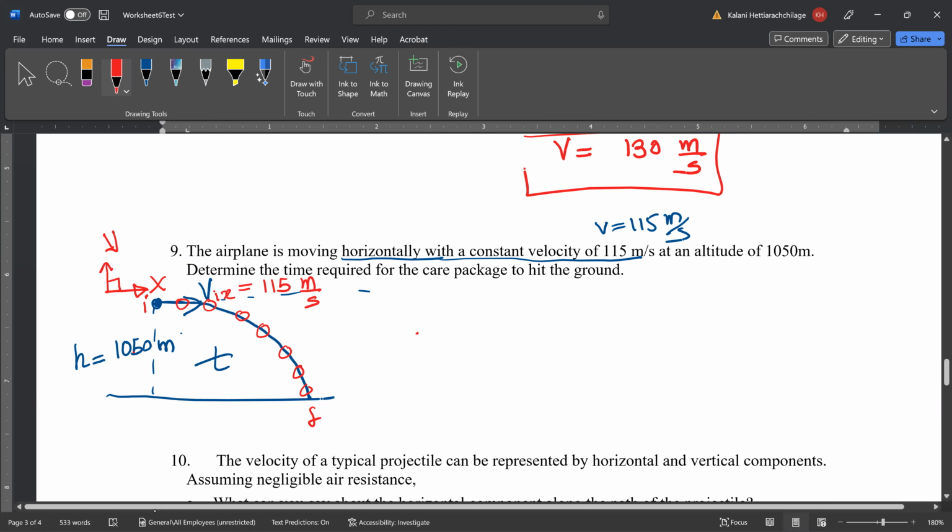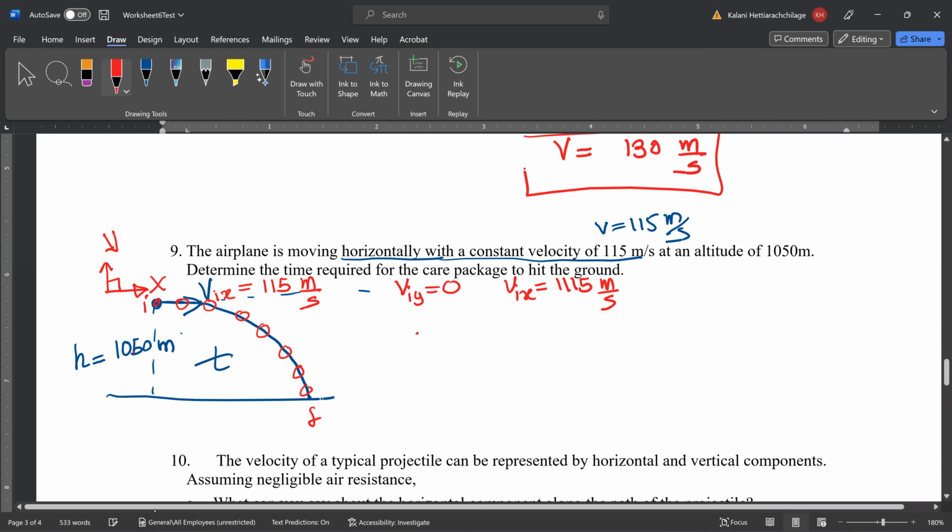There is no Y direction velocity. I'm going to write the known things. Initial Y direction, there is no velocity. But X direction initial velocity is 150. You don't have to write everything when you do it, but I'm writing it for you to understand. Okay. So now initial height, I'm going to write in here.